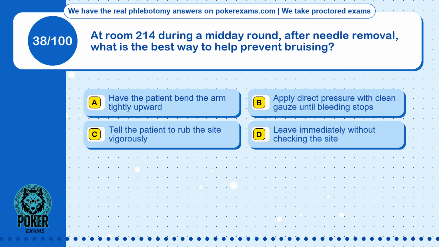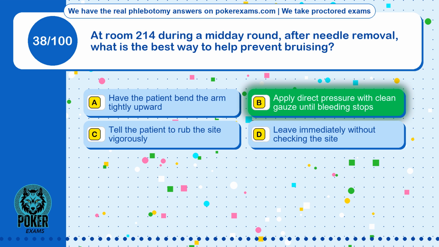Question 38. At room 214 during a midday round, after needle removal, what is the best way to help prevent bruising? Option A. Have the patient bend the arm tightly upward. Option B. Apply direct pressure with clean gauze until bleeding stops. Option C. Tell the patient to rub the site vigorously. Option D. Leave immediately without checking the site.